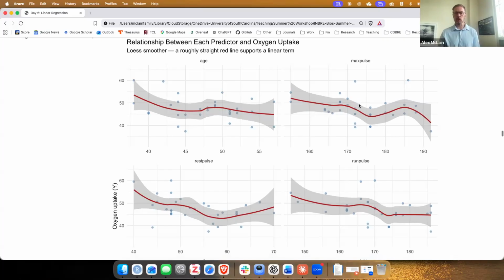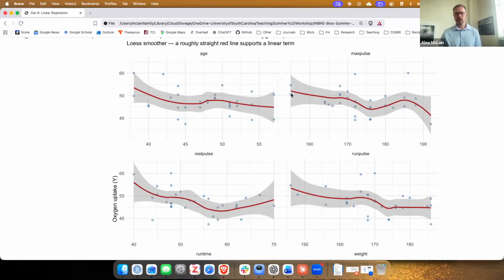Going to the right, max pulse here looks relatively linear for most of it, some wiggles in the middle, and then kind of goes off a cliff at the end. Now, we want to discount this last part where it goes off a cliff because it's really just one observation that is bringing this mean line way down there.